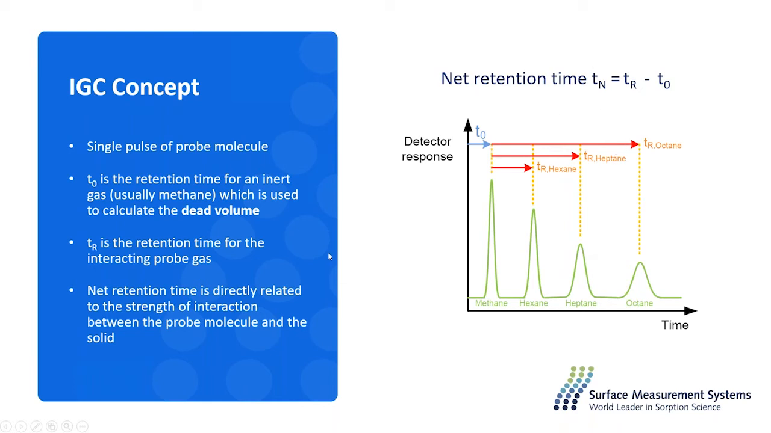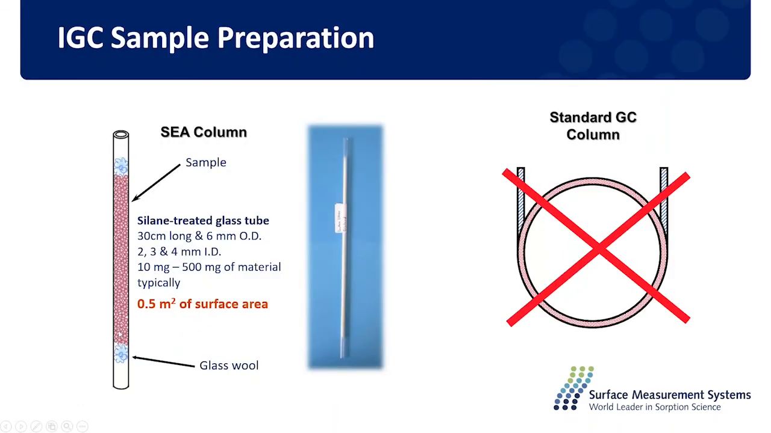And we can relate this net retention time directly to the strength of the interaction between our probe molecule we've injected and the solid that we are analyzing. So this is what a typical IGC SEA column looks like. It's about 30 centimeters in length, has an outer diameter of 6 millimeters, and has a range of different inner diameters, which have different suitability for different size samples.